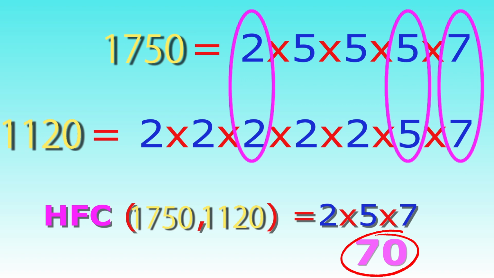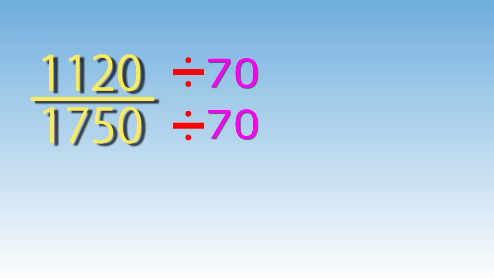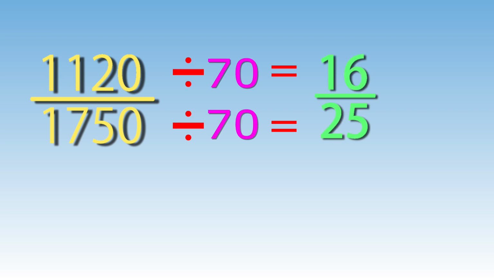Now we can divide the numerator and denominator of our fraction by 70, and we get 1120 divided by 70 equals 16, and 1750 divided by 70 equals 25. So 1120 over 1750 is reduced to 16 over 25. No need to write out long lists of numbers and look for the highest common factor.